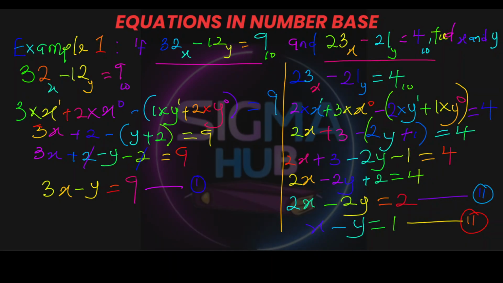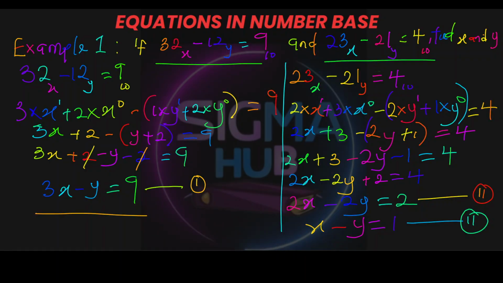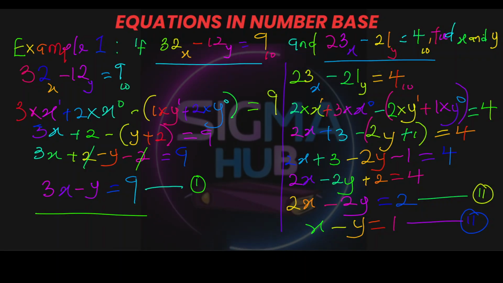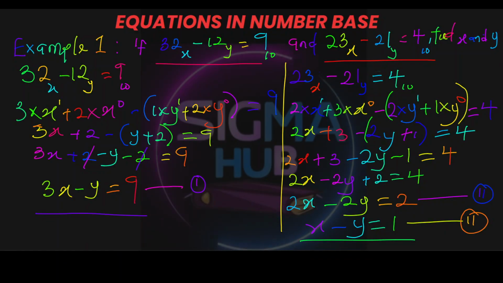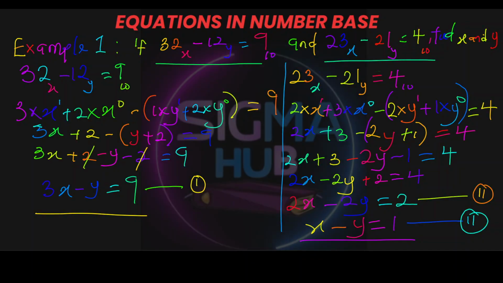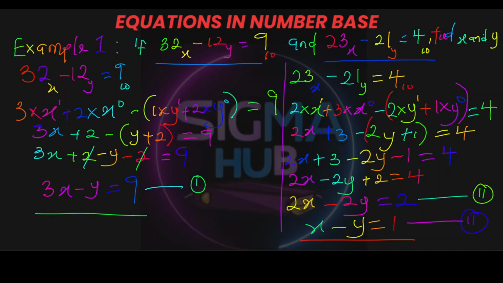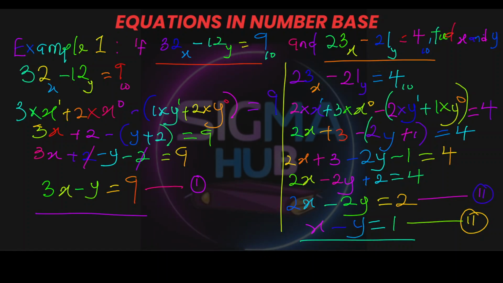So we have two equations now. We have 3x minus y equal to 9. And we also have x minus y equal to 1. So we are going to be solving these two equations simultaneously. And as such, we are going to be getting our x and y.